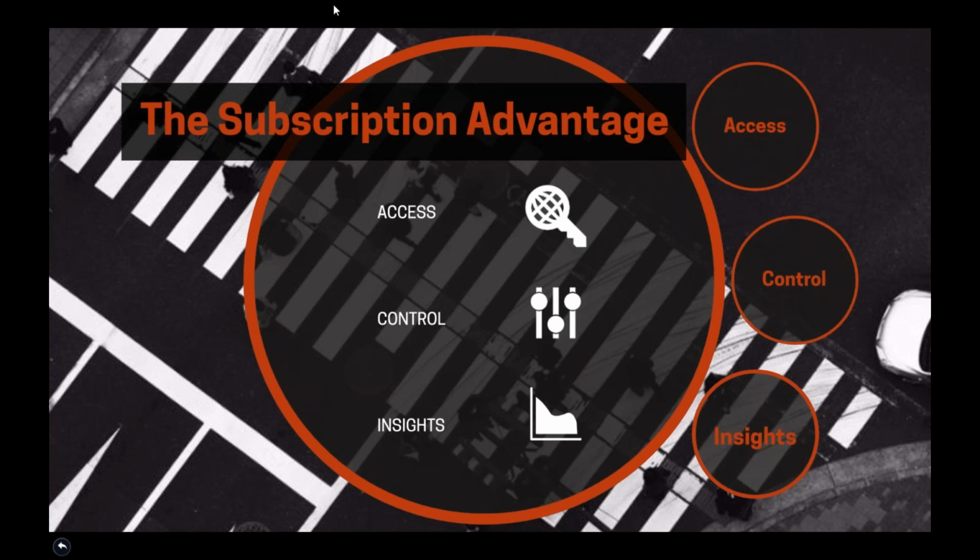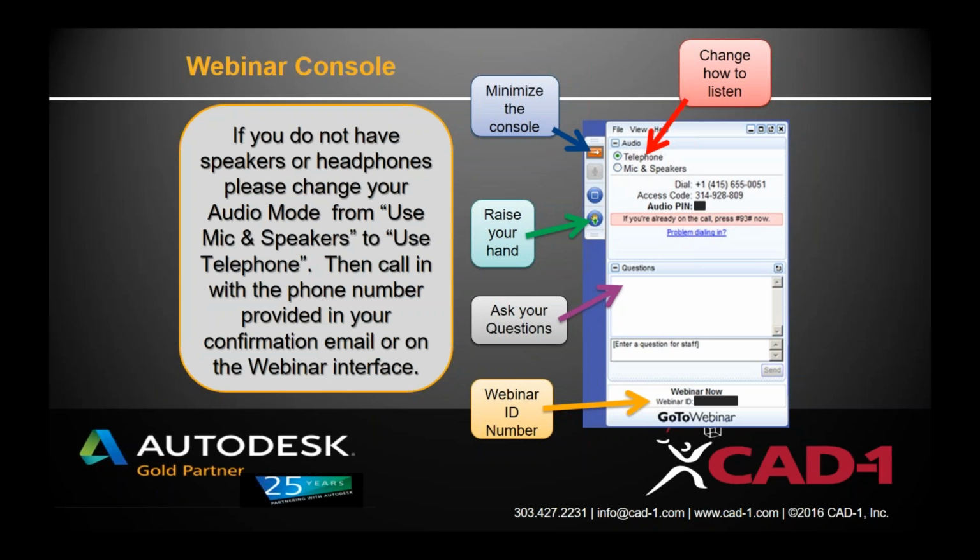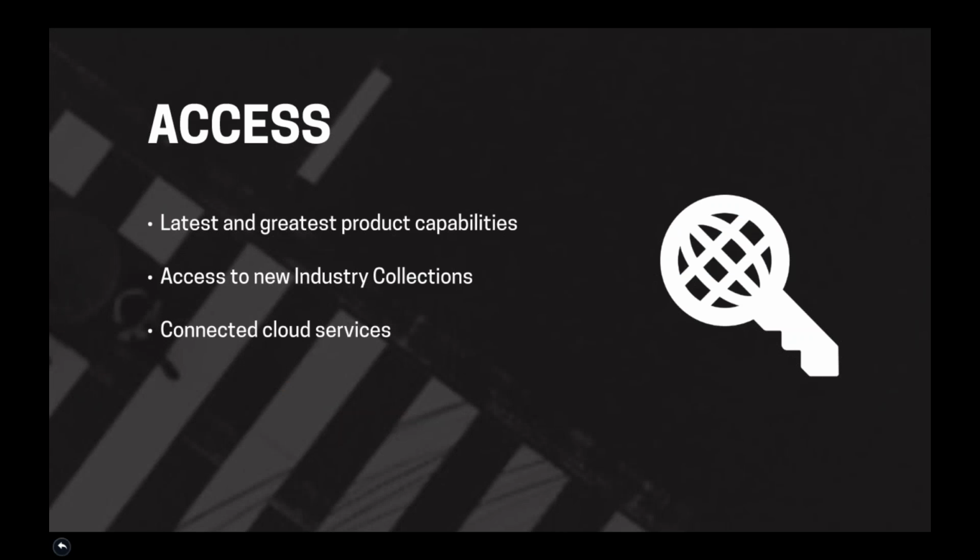So with access being one of the big features, you'll have the latest and greatest product capabilities. So with the greater access, you'll get real-time updates as they become available on the product. So with subscription, customers get access to Autodesk's ongoing stream of innovation, updates to core products, cloud services for desktop products, and additional capabilities, again, as soon as they become available at no additional cost.